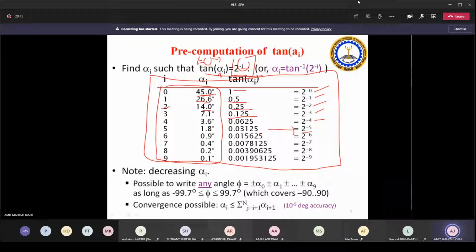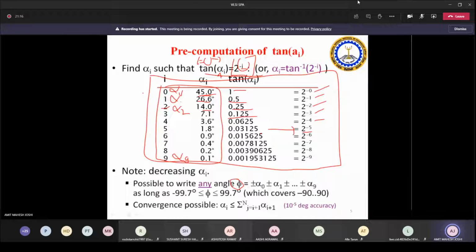Because 10, 20 is ultimately not in the form of 2 raised to minus i. So at that time, how can I calculate? At that time, I will try to find that particular alpha, which could be a summation of all these alphas. So I am defining this as alpha 0, this as alpha 1, this as alpha 2, like this up to alpha 9.